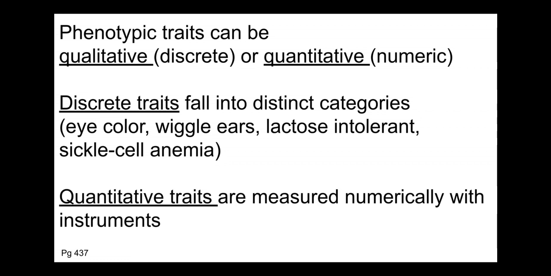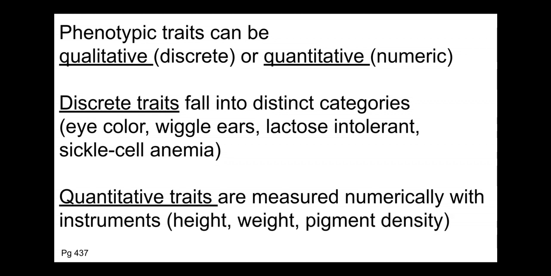Quantitative traits are traits that can be measured, at least in theory, numerically. They can be measured or they can be counted. So that includes things like height, weight, pigment density of the skin, melanin density in the skin, blood pressure, ability to store oxygen in the blood. Those are all quantitative traits that can be measured numerically.